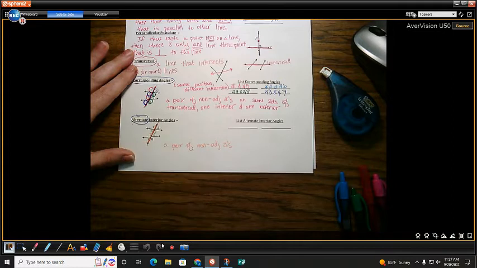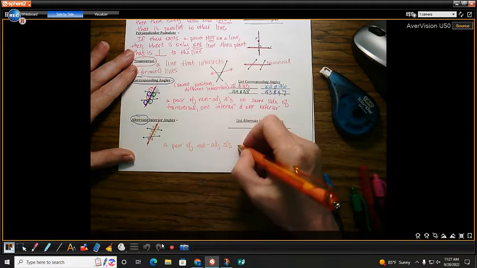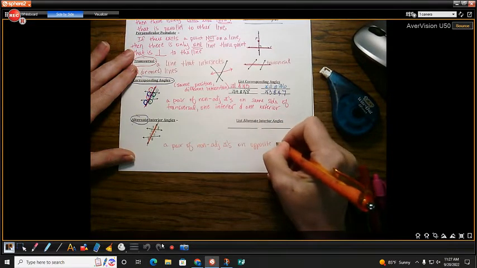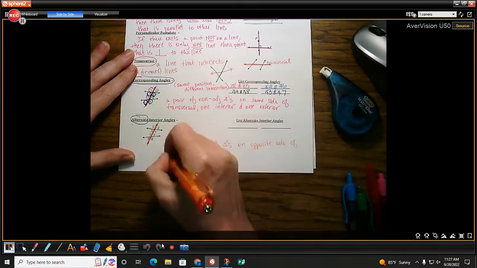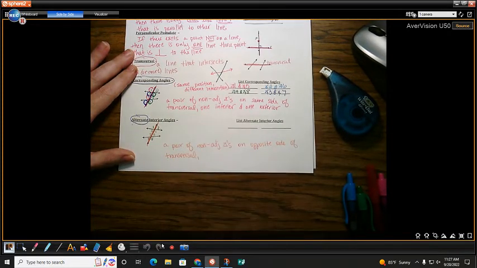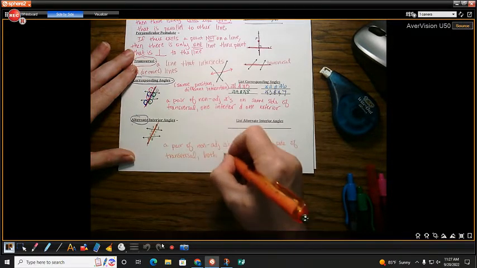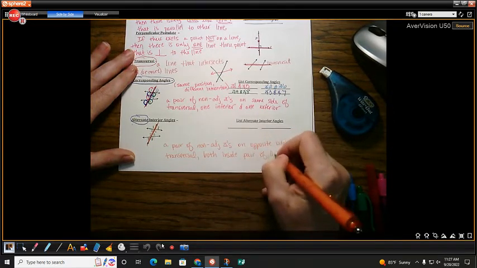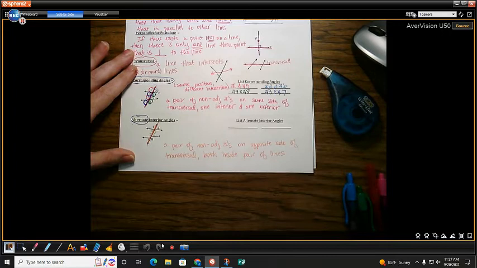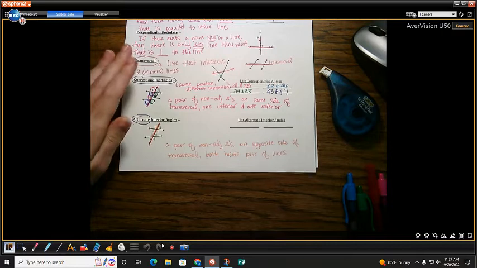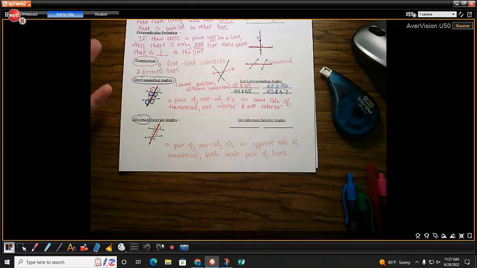Now if they're alternate, where are they going to be? On opposite sides of what? Transversal. Opposite sides of the transversal. But what's interior going to tell me? They're both inside the pair of lines? Okay? It's easier to see it once you've seen it in a picture.